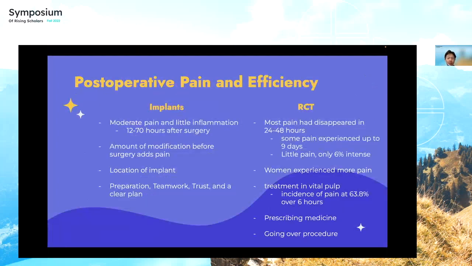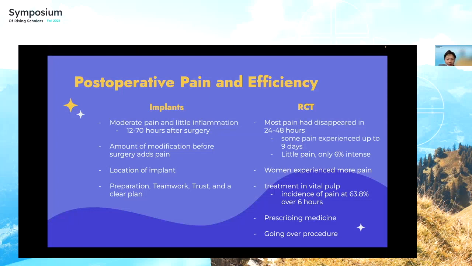So for postoperative pain and efficiency, both treatments had very little pain. It decreased by the hour and by the day. But for implants, the amount of modification, which is sinus augmentation, before adds pain. And also for root canal treatment, there was a report that women experience more pain because of their different hormone levels. For efficiency, implants failed to copy the function of the periodontal ligament, which helped with chewing and bite force. Root canal treatment, though, copied it and was very successful.